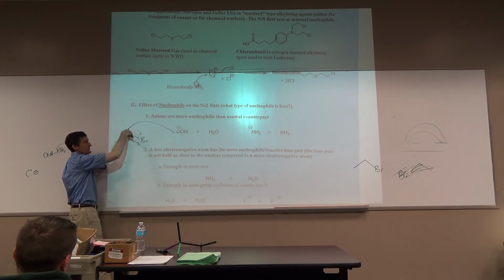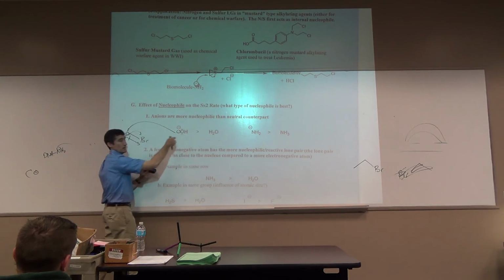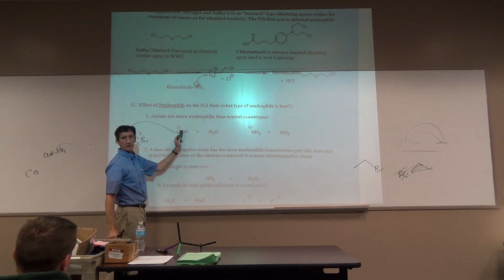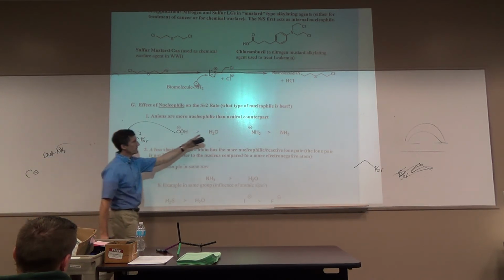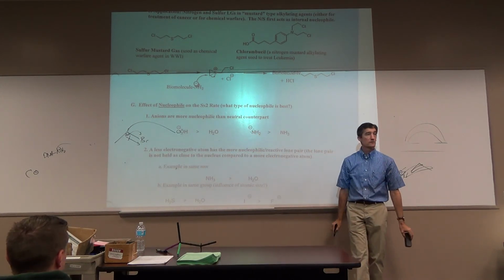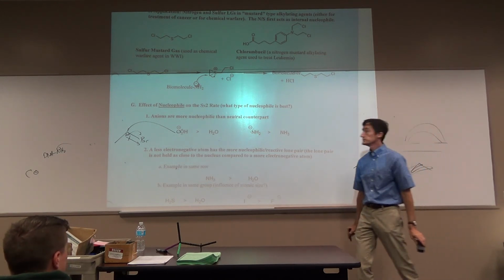What's going to be more attracted to a partial plus? An anion or a neutral? Yeah, the anion. The anion's a better nucleophile than the neutral. That's better than this. That anion is better than ammonia. That should make sense.